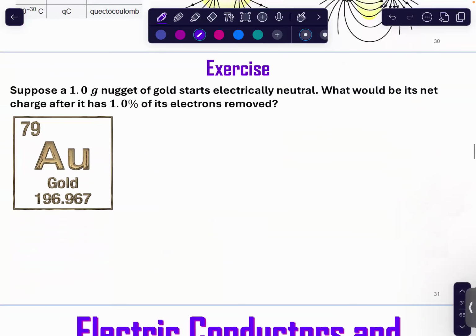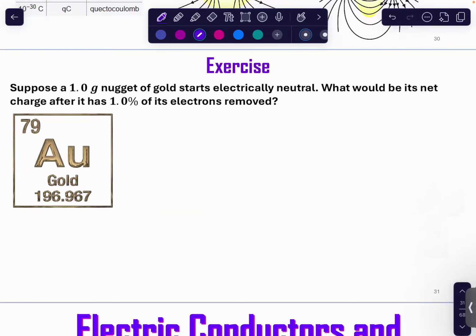All right. So let's do our first electric exercise, seeing how well your logic works. This one isn't going to use any theorems, but can you figure it out? You have a 1 gram nugget of gold. It's electrically neutral. What would be its net charge after 1% of its electrons are removed?